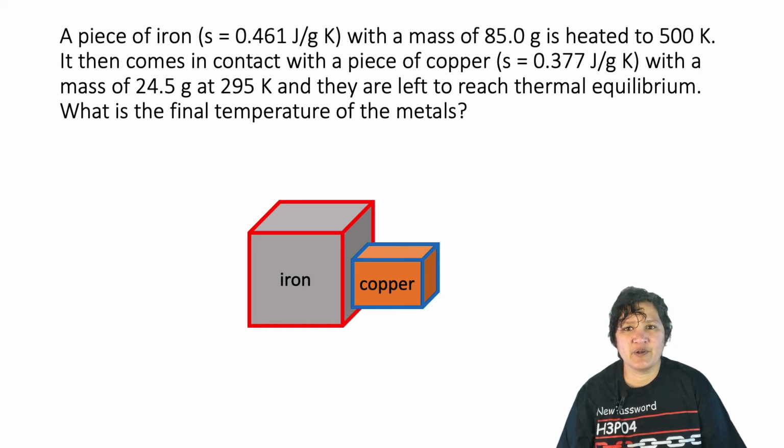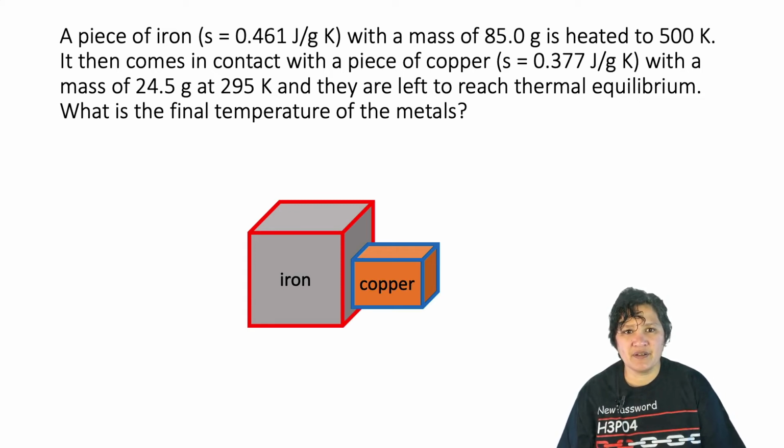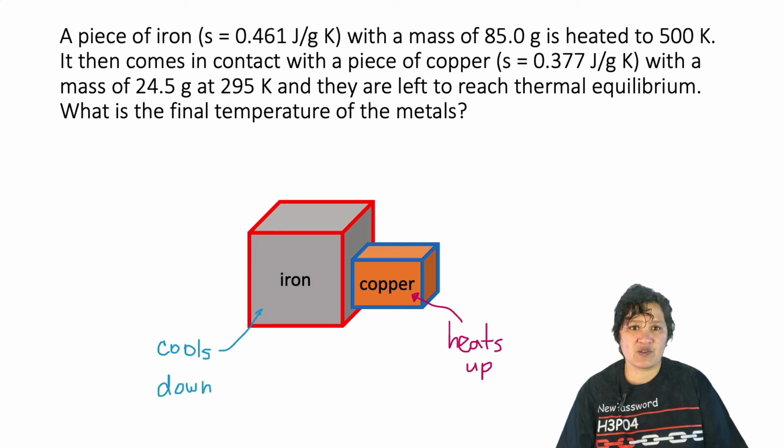So in this case, we have our hot iron. I've outlined it here in red to remind you that it's hot. And our copper, which is outlined in blue to remind you that it starts out cool. What's going to happen? The copper is next to something that's hot, so it will heat up. The iron is next to something cooler, so it will cool down. And as with our mug and table, they'll end up at the same final temperature.